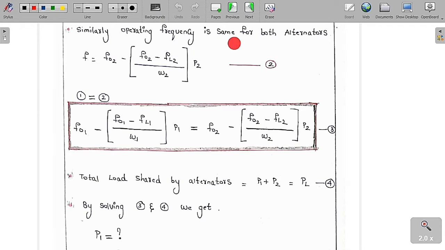The operating frequency is the same for both alternators. So if you follow the same approach for the second alternator, in the same way you are going to get F equal to F02 minus ((F02 minus FL2) by W2) into P2.